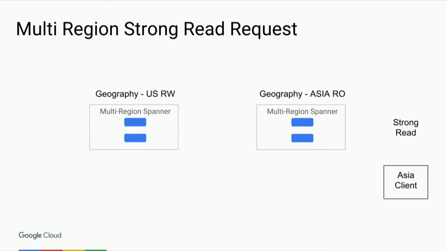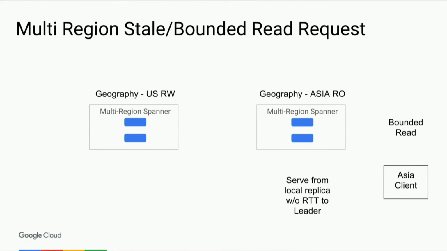In a multi-regional read request, strong read operations to the read-write instance will occur in the same way as explained previously. However, a strong read request from the client in Asia will go to the read-only replica in Asia. As before in the regional instance, the Asia replica needs to request the latest timestamp from the leader, which will be in the US. So there is additional read latency to account for the Asia-US round trip, but the data is actually read from the local replica.